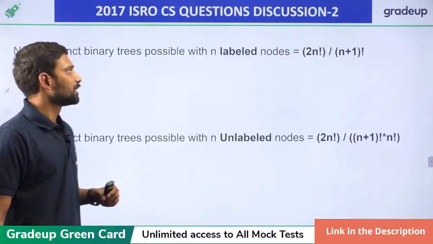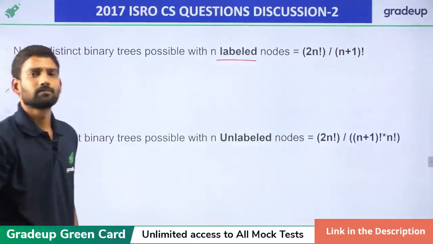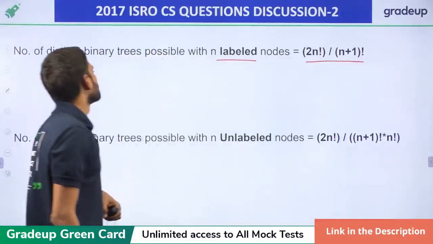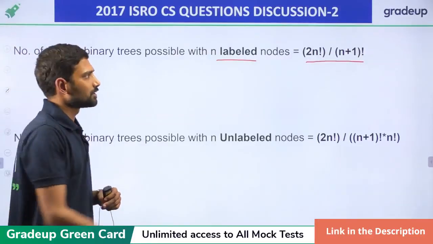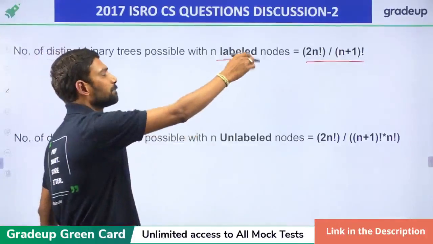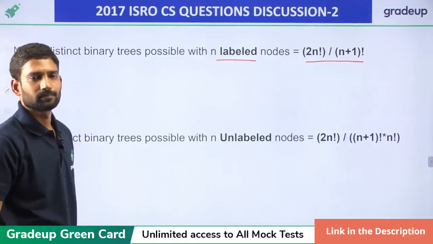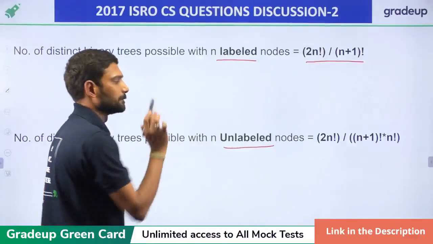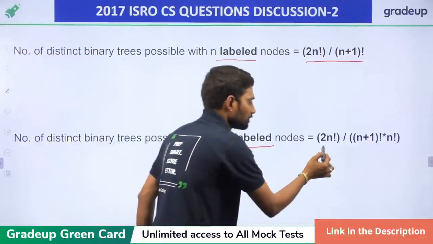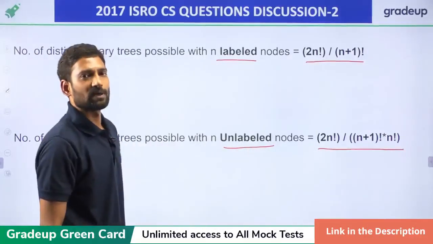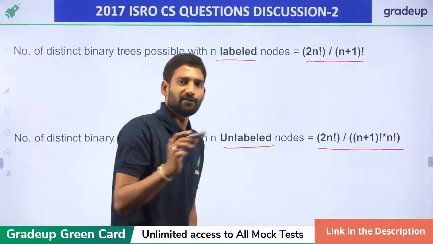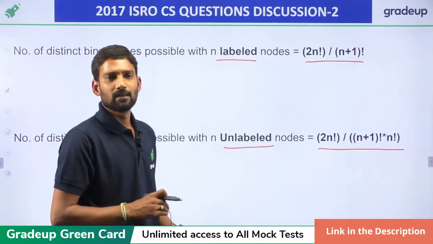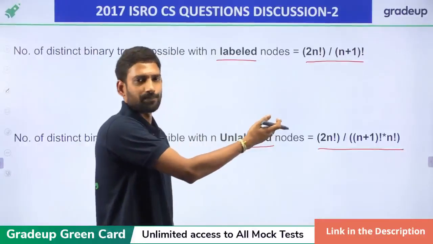So here we have the formula. If it is labeled, then how many binary trees are possible with n nodes? 2n factorial by n plus 1 factorial. Okay? And if it is unlabeled, then 2n factorial by n plus 1 factorial into n factorial. If you have a little more understanding of mathematics, you can straight away say this is what? Catalan number.